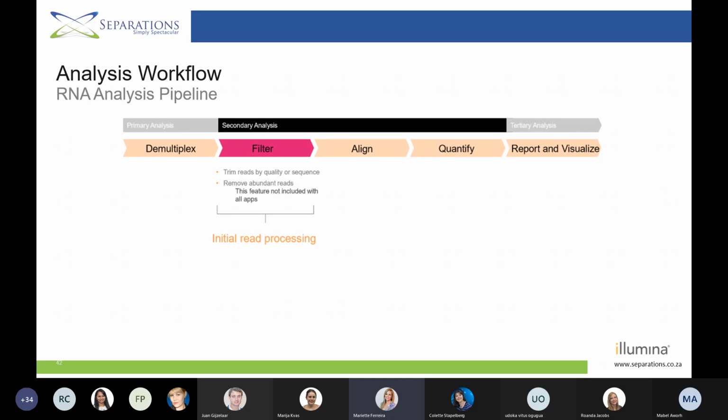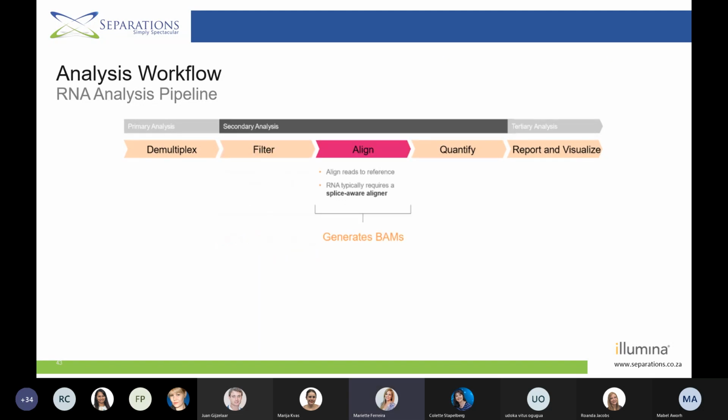So ribosomal RNAs are the most abundant RNA species. About 80% of total RNA is made up of rRNA. And even though you do a depletion step, you will still have some reads. So there are some applications that can remove these abundant reads for you. And then we will do alignment. So here we will align to a reference transcriptome, and we would typically want to use an application which is a splice-aware aligner. And the output file of this would be your BAM or CRAM files.